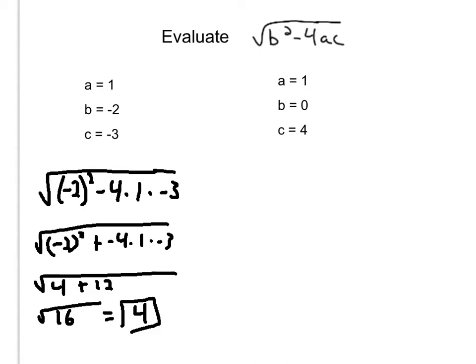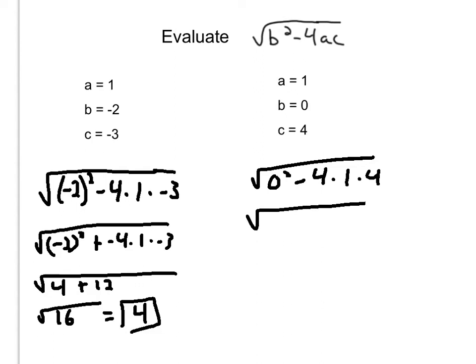Alright, let's do the next example here. We're going to do the same thing. We're going to plug in, this time 0 for b, minus 4 times a is 1 times c is 4. So we can change this now to addition. And 0 squared is just 0, so we can just kind of get rid of it. And then negative 4 times 1 is negative 4, and times 4 is negative 16.